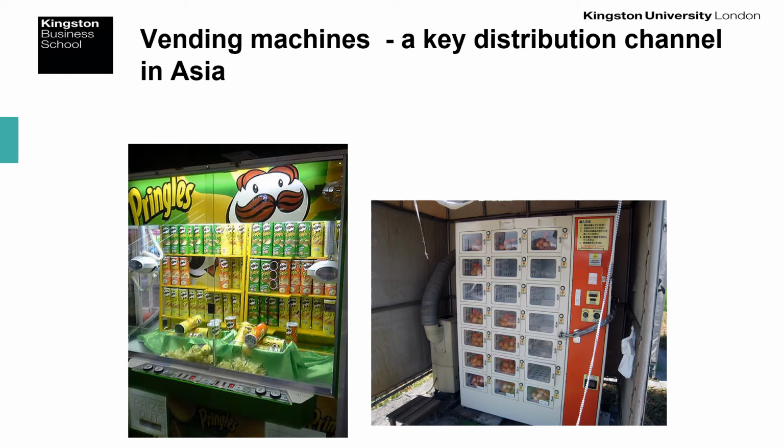You can drop off and collect dry cleaning. You can buy fresh flowers. You can buy alcoholic drinks. You can buy ready meals. Many, many things can come out of a vending machine in Japan. It's not used there as a distribution channel the way it is in the UK, the USA, Canada, France, etc., primarily for soft drinks and snacks. So you have to recognize that.